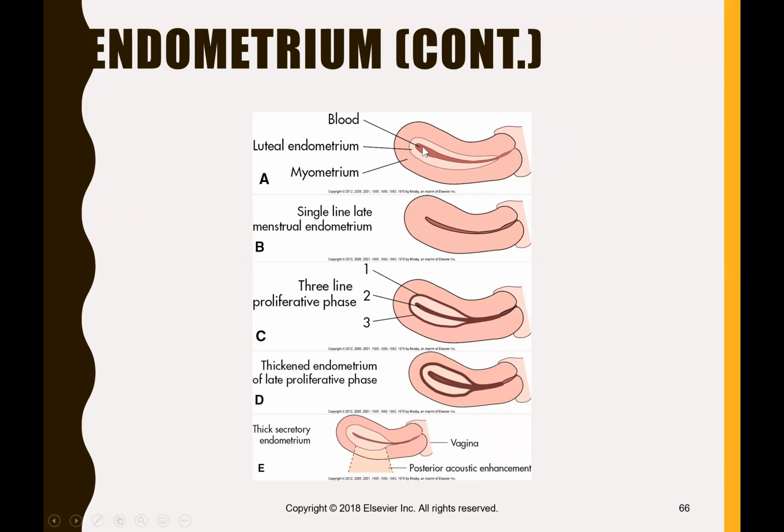Here's that pretty image again. So this is right before period time, and it's nice and thick, and then the body sheds it. It's a thin line. Then the estradiol helps produce a very beautiful proliferative phase of the 3 lines, and that's usually from day 5 to 14. Then it's very nice and ready for ovulation around day 14. And then 14 through 28, it gets very thick again with posterior acoustic enhancement. And this occurs in the secretory phase, which is from day 15 to day 28.